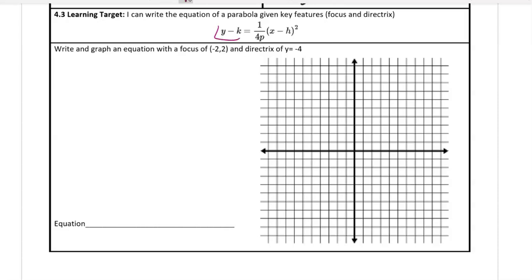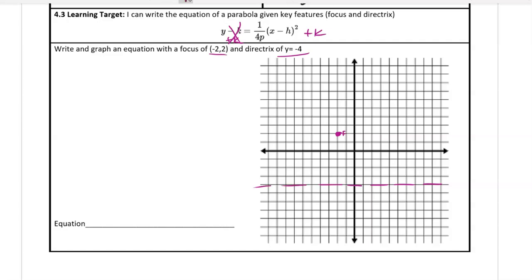So yes, your equation says y minus k, but we are used to the k being on the other side. So let's go ahead and write it on the other side. All right, so anytime you're given focus and directrix, we're just going to take the information and put it in the graph. So we have negative 2, positive 2 for our focus, and y equals negative 4 for the directrix.